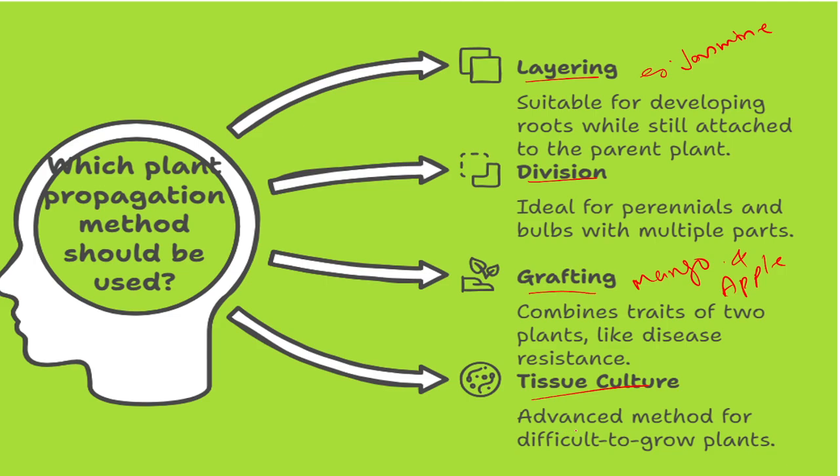And the last method is tissue culture. This is an advanced method for plants that are difficult to grow, and here we use the micropropagation technique. This is a very important and modern technique. Here we culture a plant part in a test tube, and after that a new plant grows.